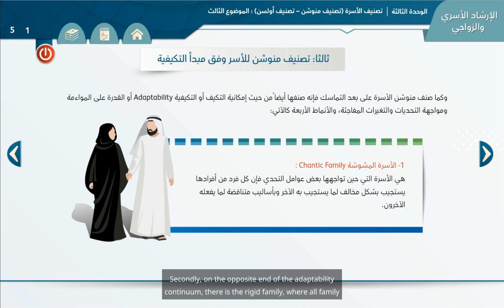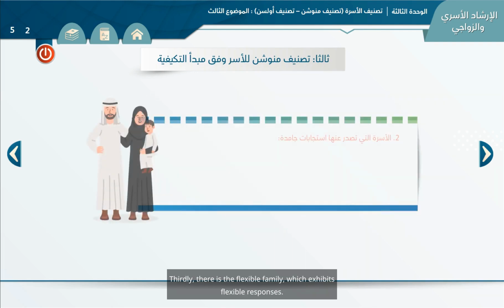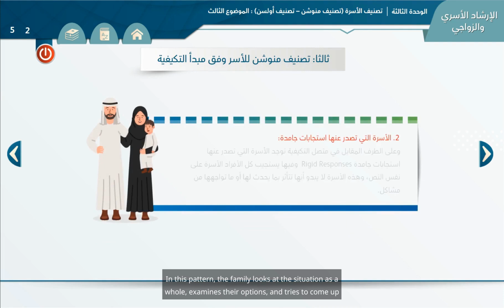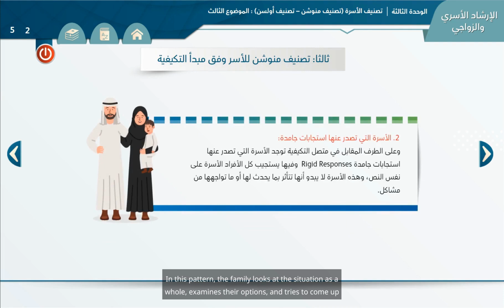Secondly, on the opposite end of the adaptability continuum, there is the rigid family, where all family members respond in the same way. This family does not seem to be affected by what happens to them or the problems they face. Thirdly, there is the flexible family, which exhibits flexible responses. In this pattern, the family looks at the situation as a whole, examines their options, and tries to come up with a strategy. If this strategy fails.